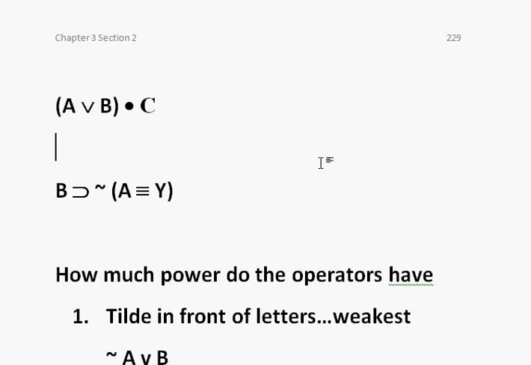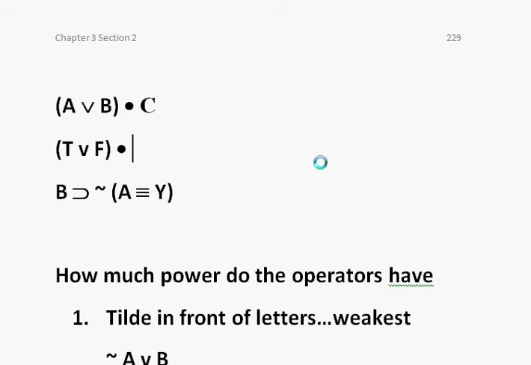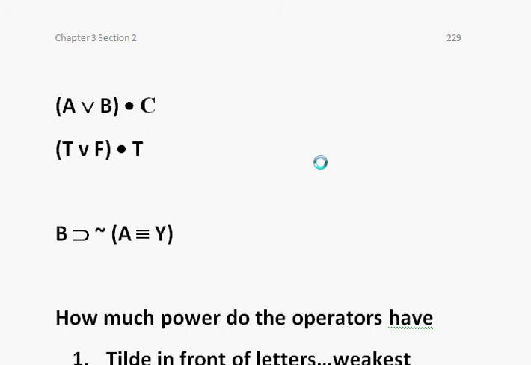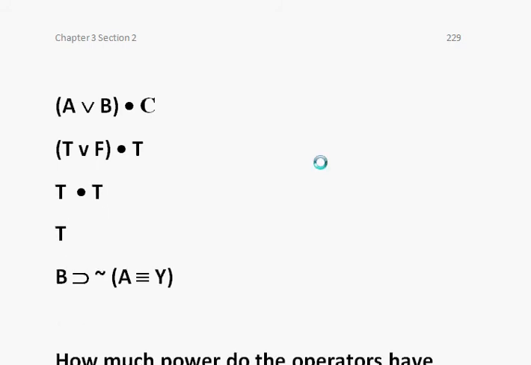Let's suppose A is true again. Let's assume B is false, and let's assume C is true as well. So true, wedge, false. The ones inside the parentheses are the weakest, because the dot is controlling more, so it's going to go last. True, wedge, false is true, which makes it true dot true, and true dot true is true. We can find the truth value.